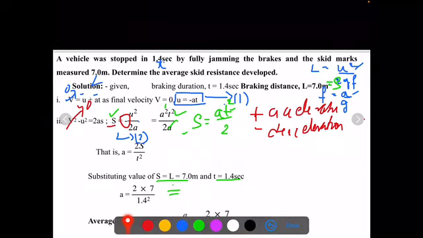These are some of the examples which show you how to determine the coefficient of friction considering the various data which has been given. One thing to remember: we have just 4 sets of relationships. Be thorough with that, and depending upon what data is given to you, use the appropriate relationship to determine the average skid resistance developed by the pavement surface.